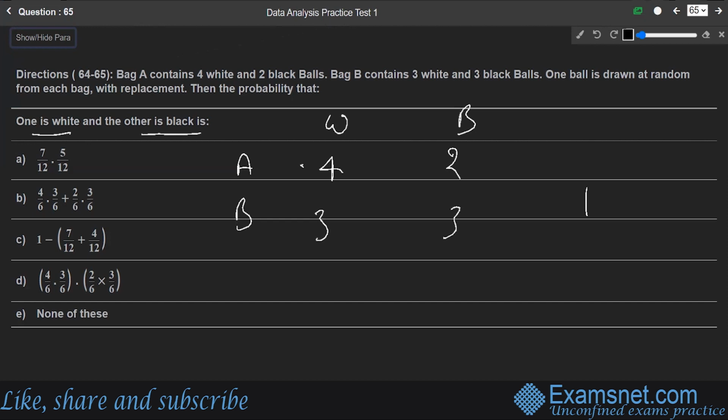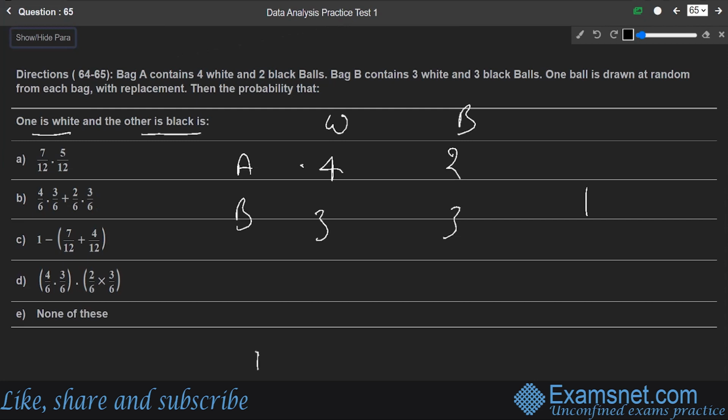So this was the data available with us. Now he's wanting us to find the probability that one is white and the other one is black. This is what we have to find out. One ball has to be white and the other one has to be black. How can we find it out? This can happen in two ways. Either the first ball becomes white and the second ball becomes black, or the first ball becomes black and the second ball becomes white.